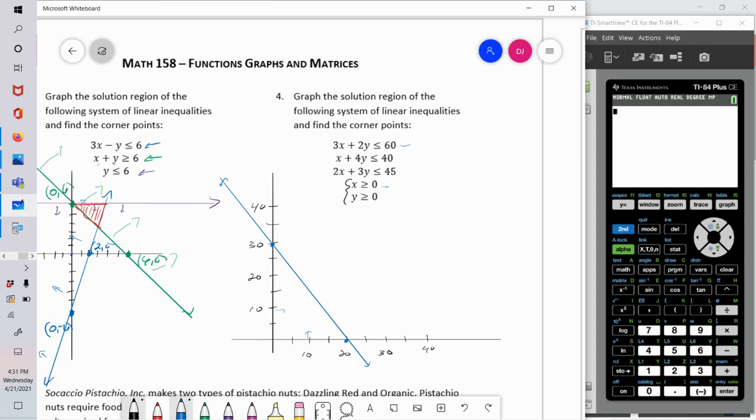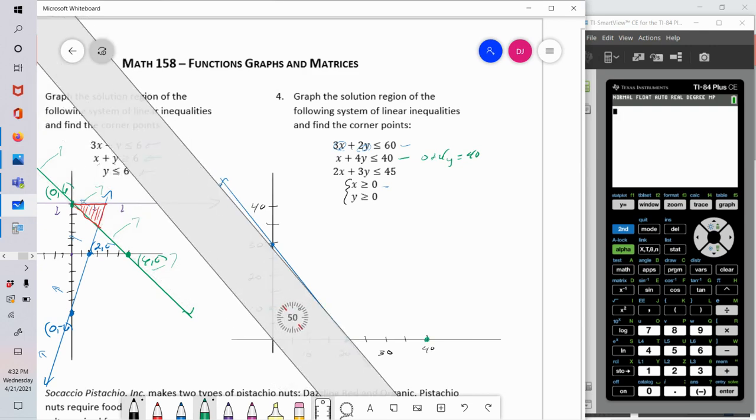I'm going to pick my origin here. 3 times 0, 2 times 0, 0 plus 0 is less than 60. I'm going to shade toward the x-axis, or toward the origin. Second equation, let's do that in green. Notice that if x is 0, y will equal 10. And if y is 0, x will equal 40.